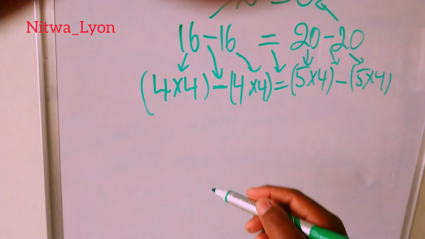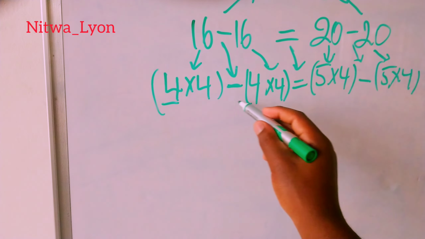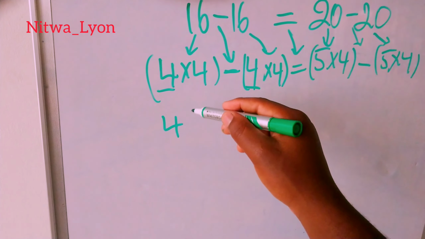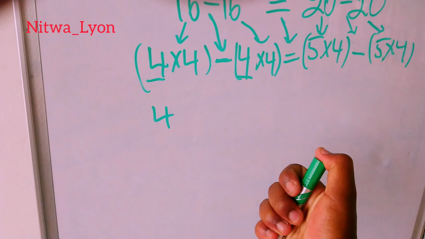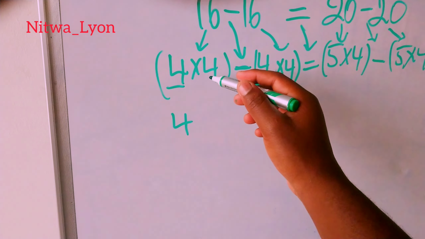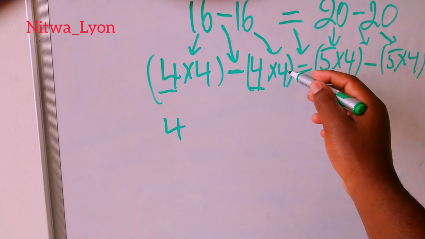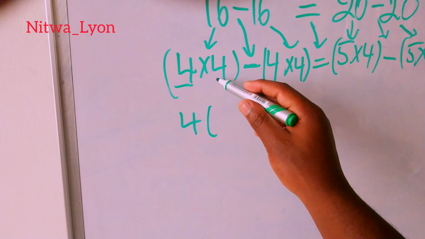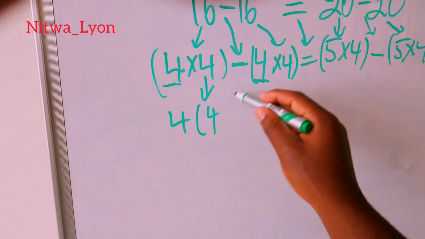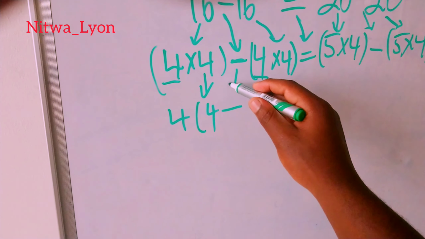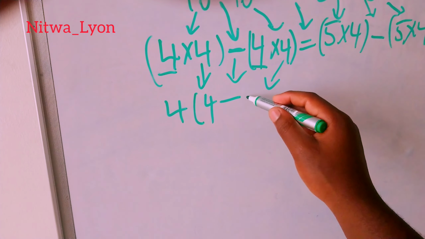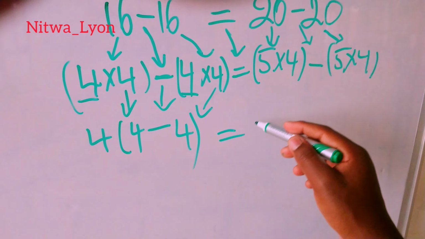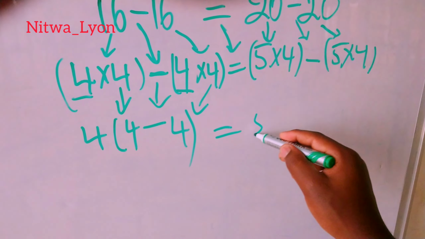And then these 4 and these 4 are the same. We leave one 4. Then as you see, these 4 and these 4 are the same, so we leave one 4, this negative, this 4, and then equal to 5 and 5 are the same.